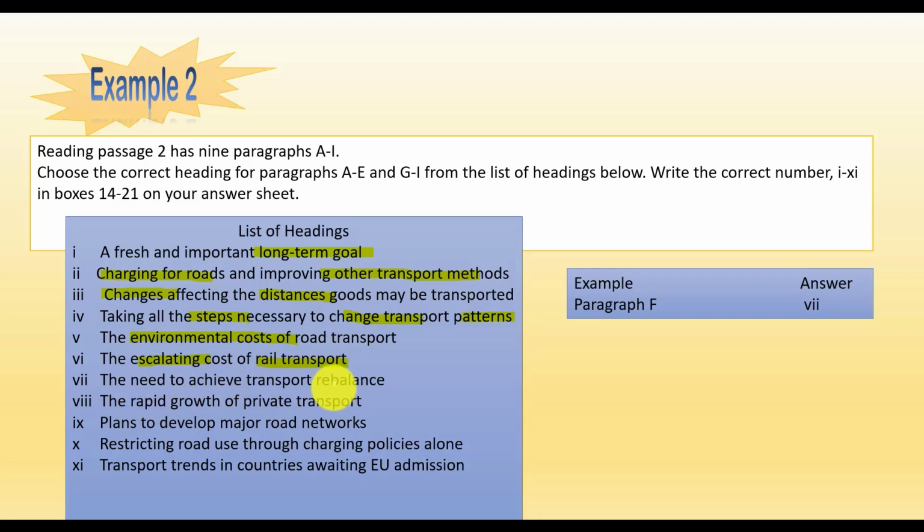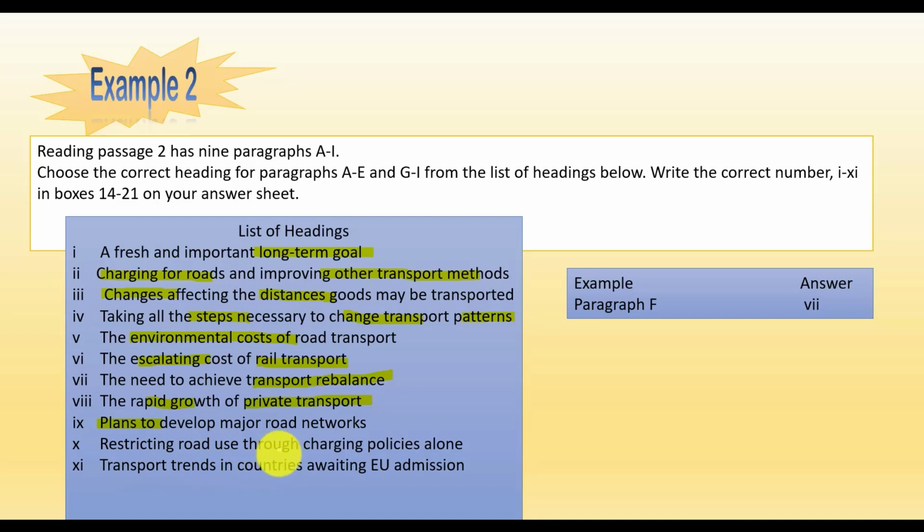The need to achieve transport rebalance. Transport rebalance, okay? And the rapid growth of private transport. Private transport and rapid growth. Our keyword is private transport, and rapid growth is our narrower. Plans to develop major road networks. Plans is very important because it's plural.